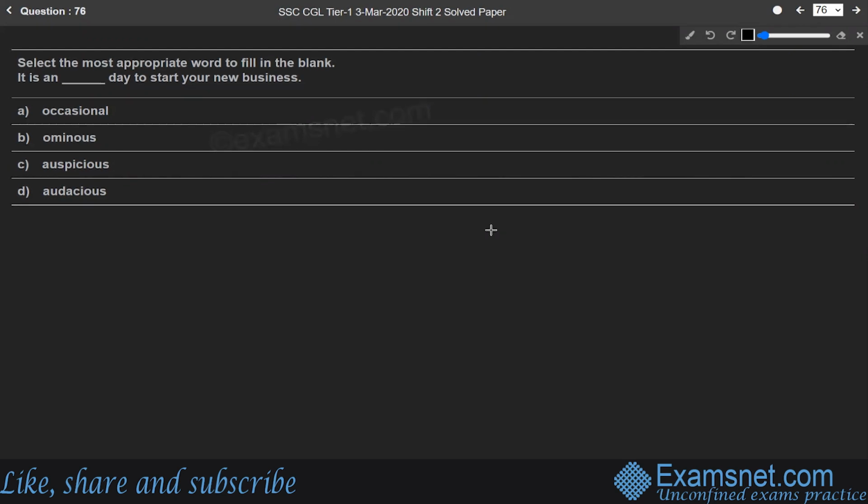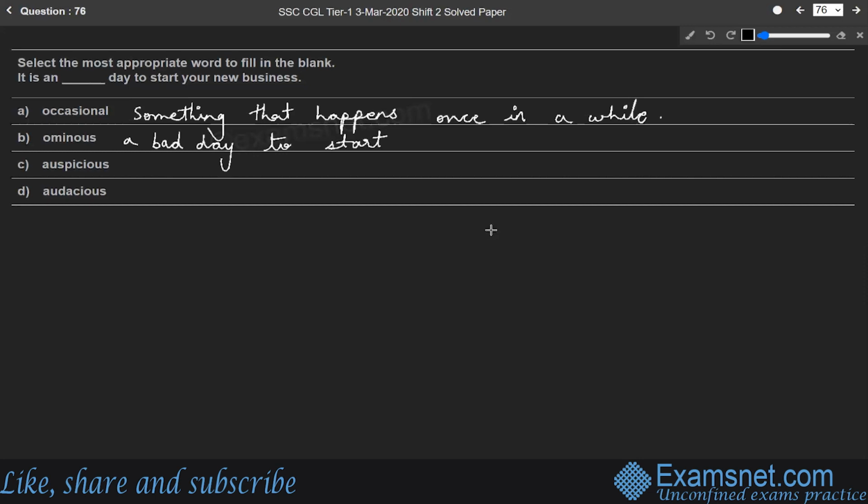So the first option is occasional. What is the meaning of the word occasional here? Occasional is something that happens once in a while. Next is ominous. See, if we are talking about a day, then an ominous day is a bad day to start a business. Third option is auspicious. Auspicious means fortunate or seems to be successful in future.